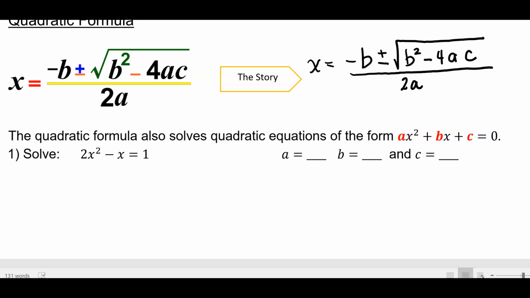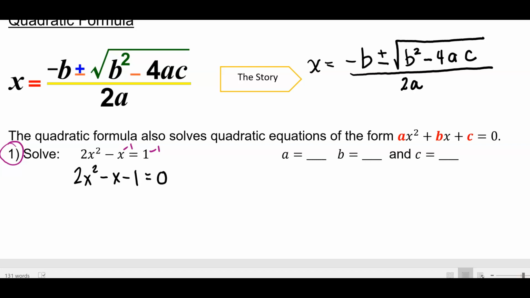All right, let's begin. Notice that number 1 is the same problem we did before, 2x squared minus x equals 1. So the first thing we need to do is subtract 1 so that we can get it in the form to determine what a, b, and c are.